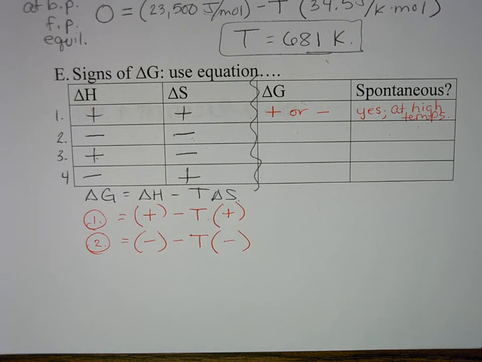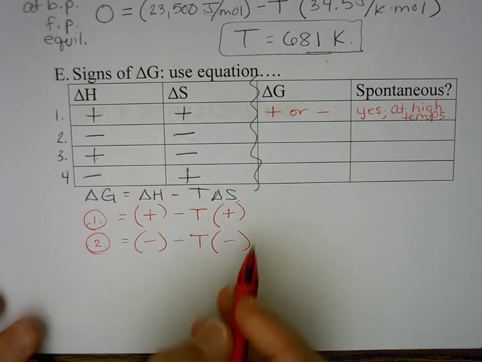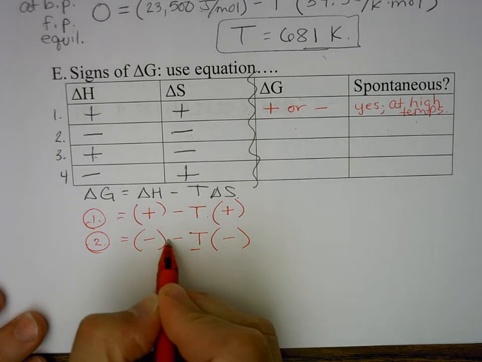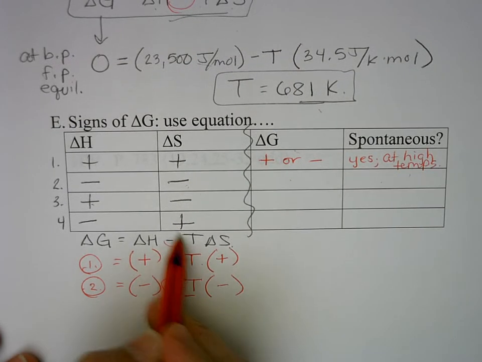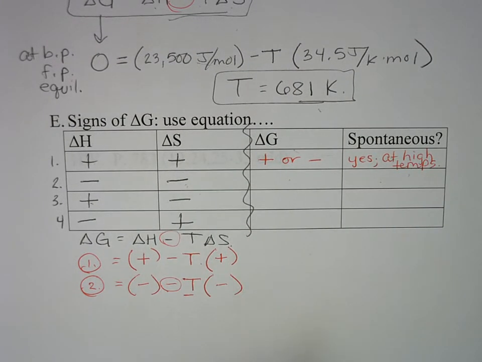In this case, is temperature always negative? The actual temperature number that gets plugged in is always positive. There's just a negative in front of it because of the equation. So for number 3, wouldn't delta G always be positive?